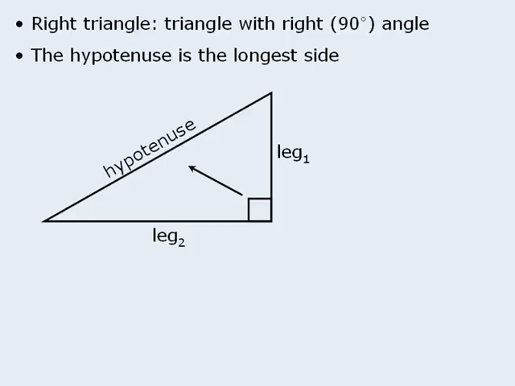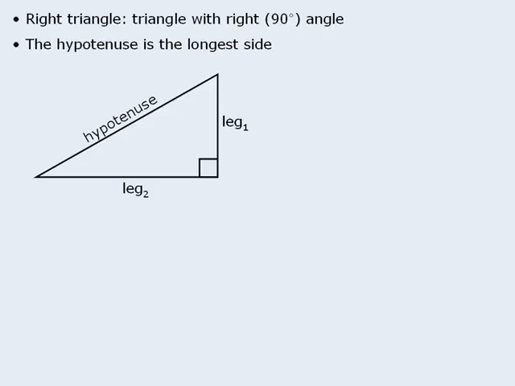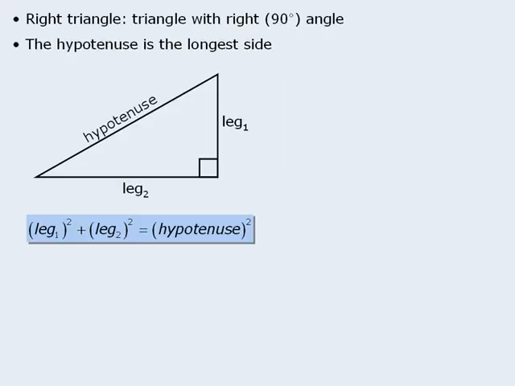Since the 90-degree angle will always be the largest angle in a right triangle, and since we have a rule that says the sides of a triangle correspond to their opposite angles, we can conclude that the hypotenuse must be the longest side. Now, one of the interesting properties of right triangles is that for any right triangle, if we square the length of one leg and add it to the square of the other leg, the sum will always equal the square of the hypotenuse.